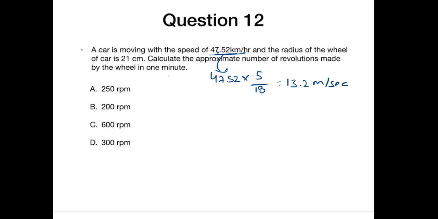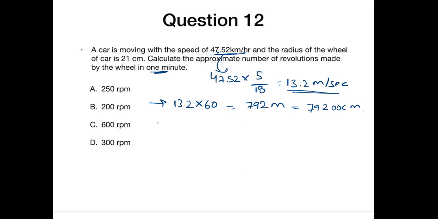So what exactly did they ask? They gave the radius of the wheel, and we'll find out the distance covered in 1 minute. So we got 13.2 here, and we need it within 1 minute. To convert this into 1 minute, we multiply 13.2 into 60. So it will be 792 meters. We need to change this into centimeters, so it will be 79,200 centimeters.